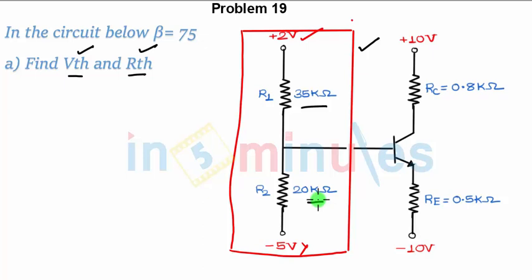Which principle do we use? We use the superposition theorem. We'll consider first 2 volts, ground minus 5 volts, and find the equivalent voltage. Then we consider minus 5 volts, ground 2 volts, and find the equivalent voltage. That will give you the total voltage, and the parallel combination of the two resistances will give us the total resistance.